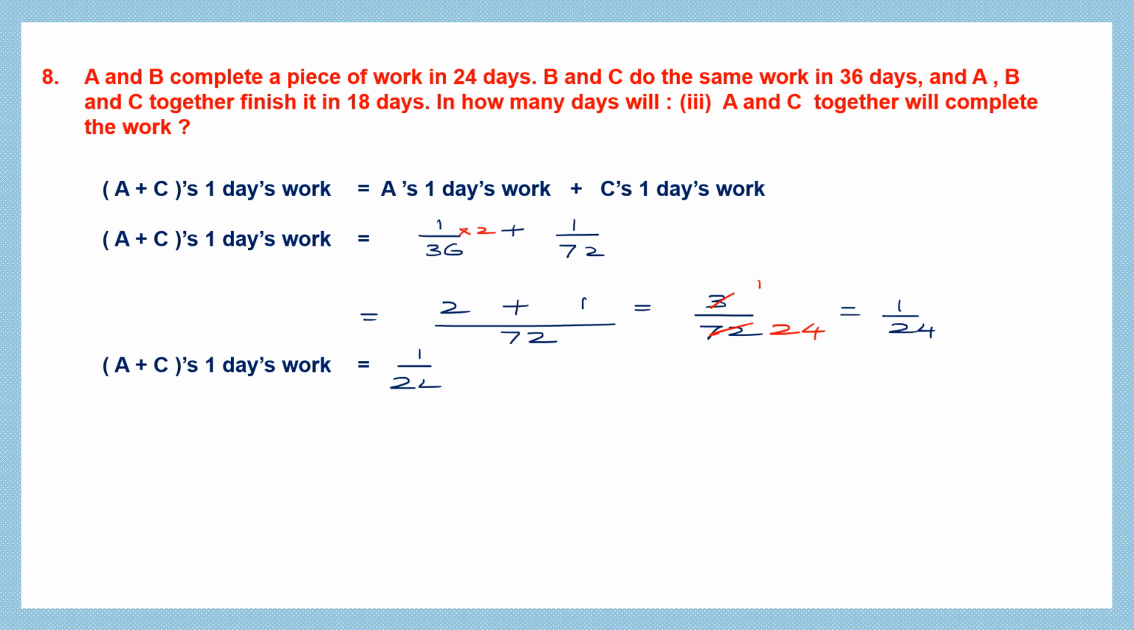That means if we have to find the time needed for A and C to complete the work, we have to write the reciprocal of 1 by 24, which is 24 by 1 or 24. So A and C together will complete the work in 24 days.